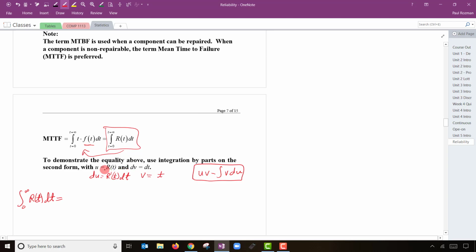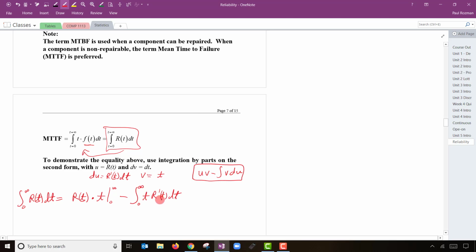So in this case, our u is r of t, and then our v is t. And we're evaluating that from t equals 0 to infinity. And then we're subtracting the integral of v du. And du is this r prime t dt. And we're doing that from 0 to infinity. So we've really made a mess out of this thing, but it's actually not too bad. Believe it or not, we're almost home.